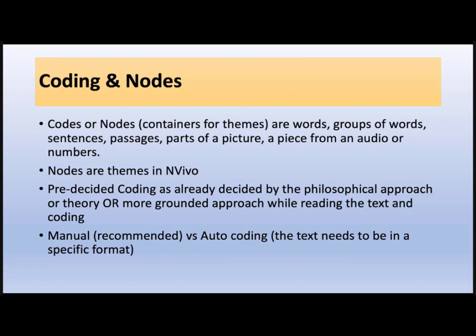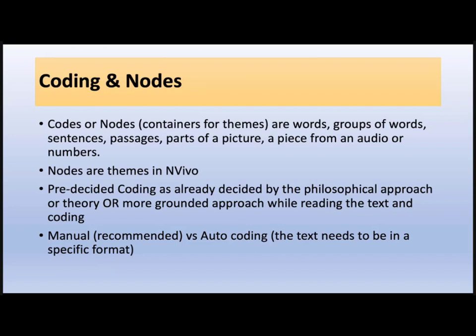So there are two ways of doing your coding. One is that you can do a pre-decided coding. For example, if you are working on a particular philosophy or framework, you can say that I know what I'm looking for in my data. So you can come from that particular aspect, that particular angle.